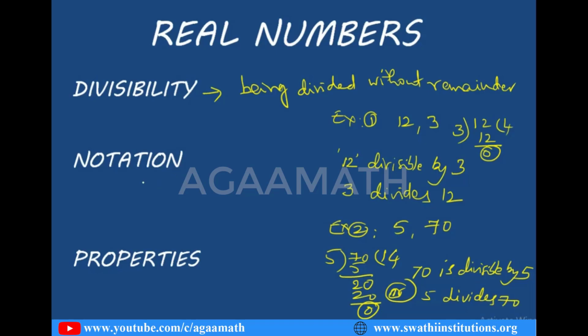Already you know that here 70 is called the dividend, 5 is the divisor, 14 is the quotient. Here 12 is the dividend, 3 is the divisor, 4 is the quotient. In this case, the remainder is 0.